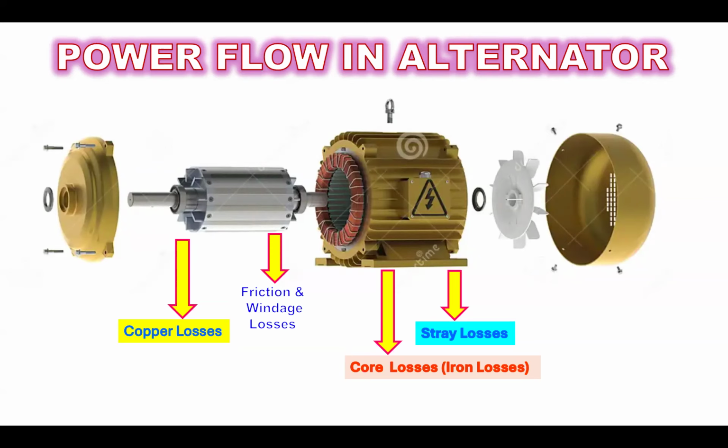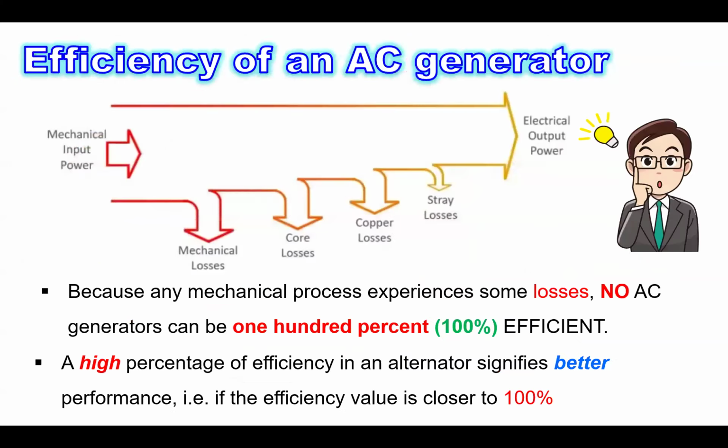From input power, mababawasan siya ng mga copper losses. We have also the friction and windage losses. We have core losses and stray losses. Sa copper losses, we have field winding losses and armature winding losses. While yung core losses natin, yung ating mga hysteresis losses and the eddy current losses.